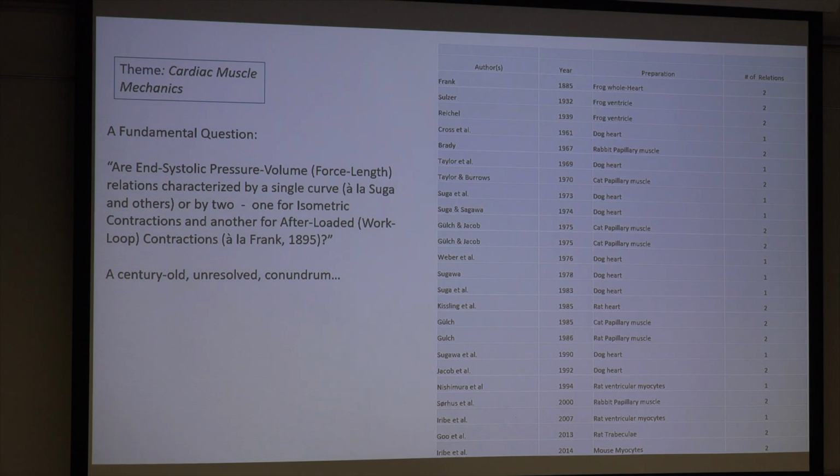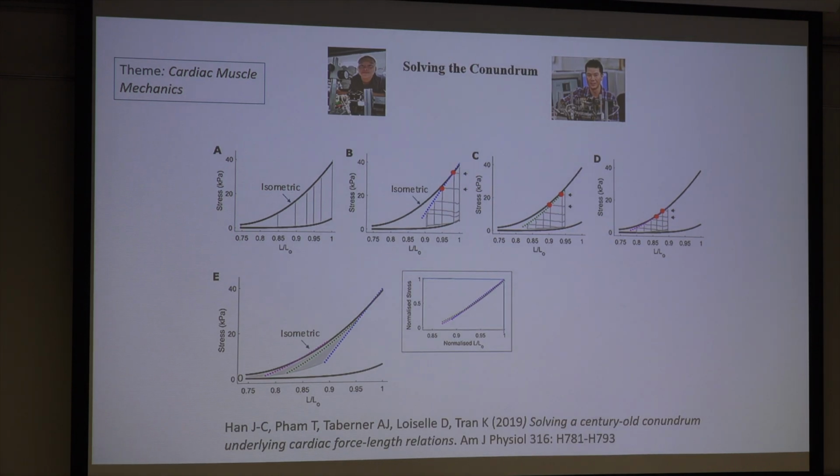Well, you can see these few people here showed there's two relations, and these showed one, and so on. I maintain that whether it's experimental science or theoretical science, democracy plays no part whatsoever, and we have to go away and do the appropriate experiments, which is what these two youngsters did. Here's the now familiar passive force length relationship when the heart is just being stretched out to its optimal volume, and now undergoing a series of isometric contractions. This is in fact not whole heart, but the right ventricular papillary again.